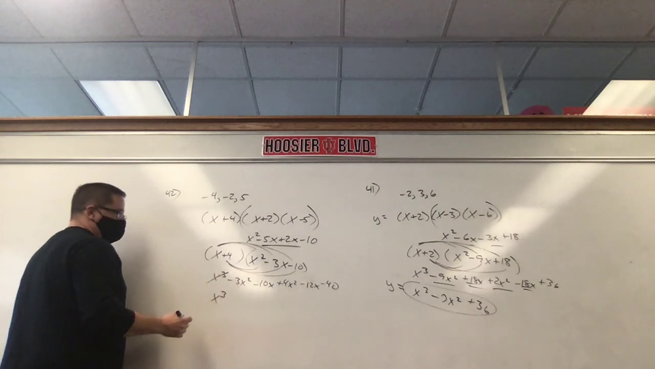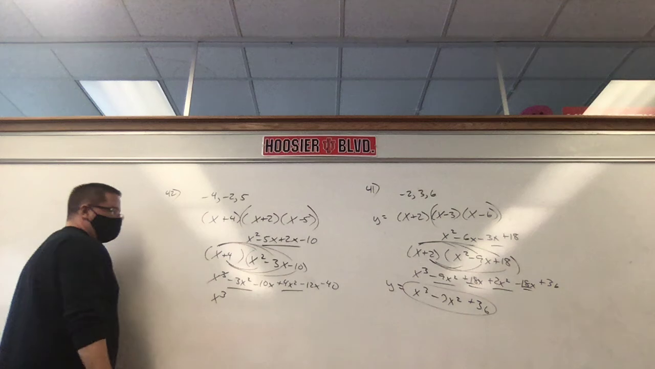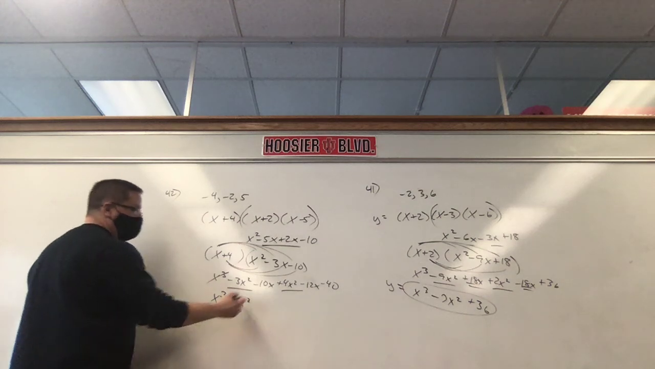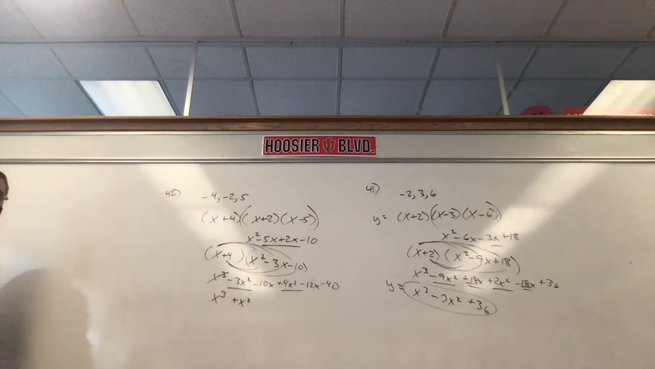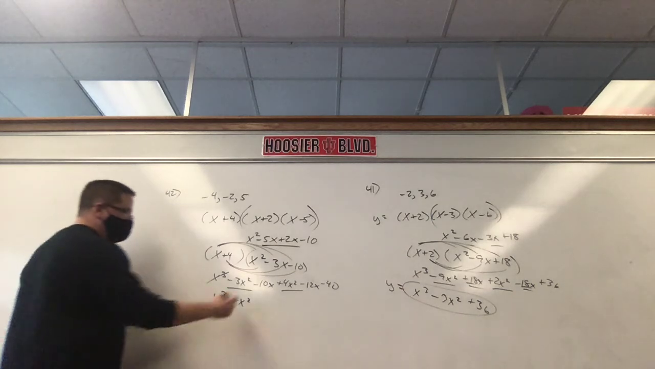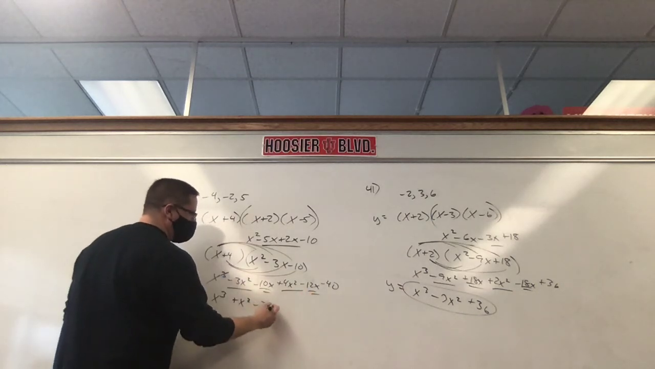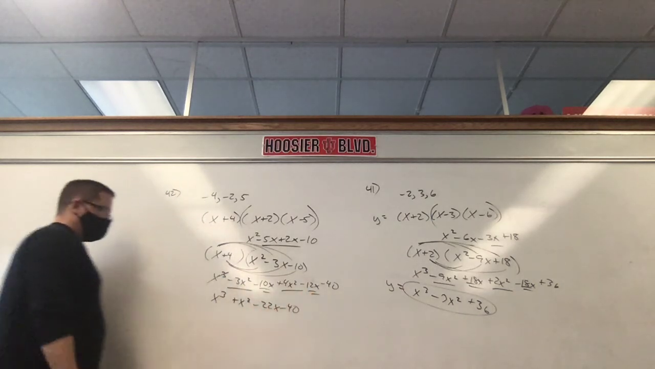X cubed combines with nothing, but negative 3x squared and a positive 4x squared is a positive 1x squared. I would just put x squared. The computer sometimes doesn't like the 1 there. Negative 10 and negative 12 is negative 22x minus 40.